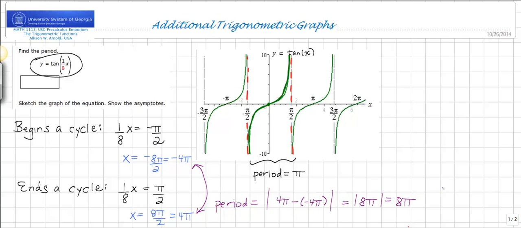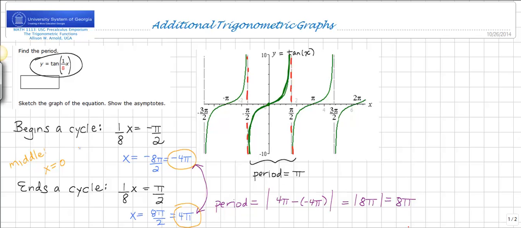So if I have to pick out a graph of this guy, then I expect to see an asymptote at x equals negative 4 pi and x equals positive 4 pi. I expect to see between those two the graph increase from left to right, and in the middle of those two, so the middle is still x equals 0, I would expect to see an x-intercept.